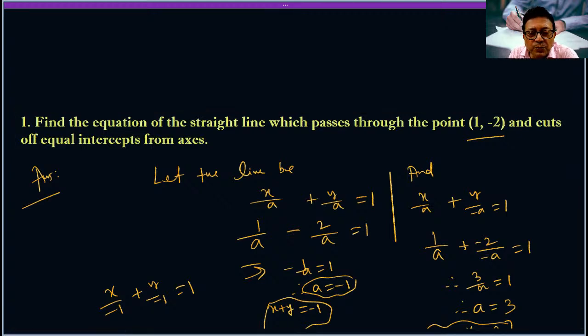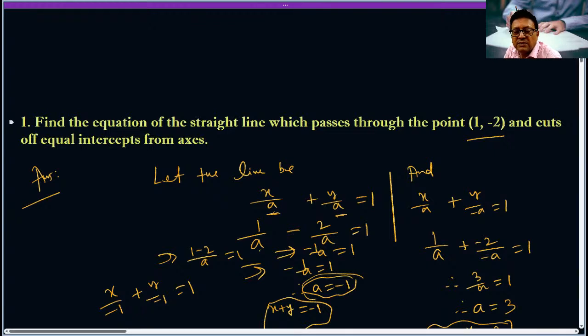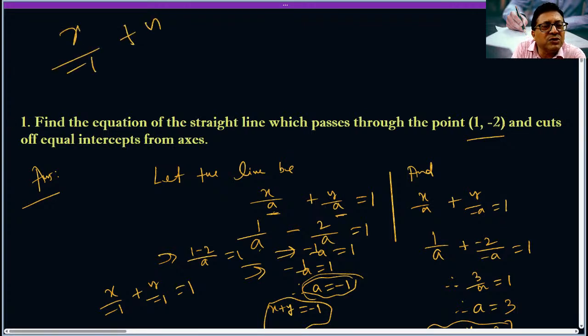Point is 1, minus 2. Put x equal to 1 over there, y minus 2. Do you understand here? 1 by a minus, take the LCM. 1 by a minus 2 equal to 1. This implies minus 1 by a equal to 1. So a is minus 1, you just put here. So x plus y is equal to 1 as x by minus 1 plus y by minus 1 equal to 1.